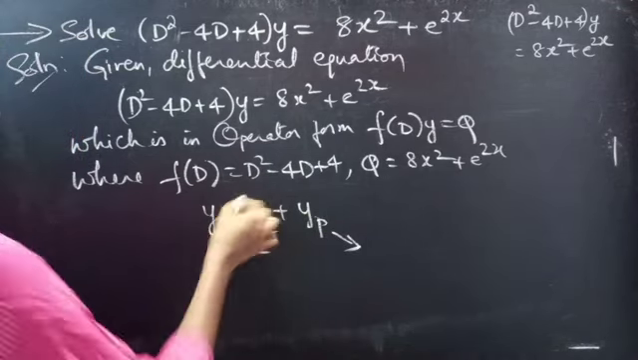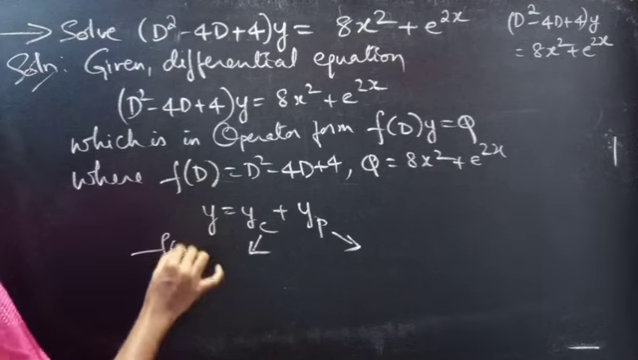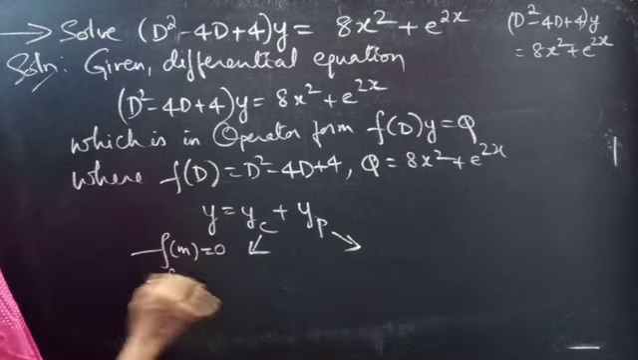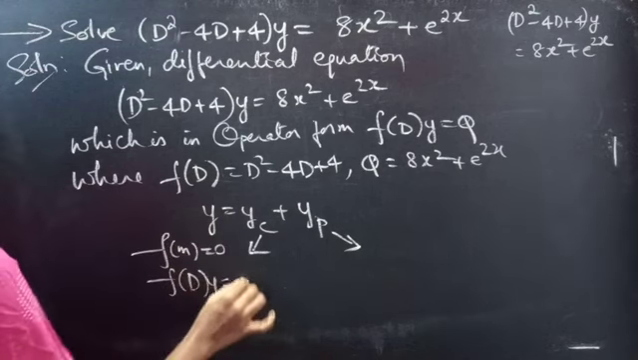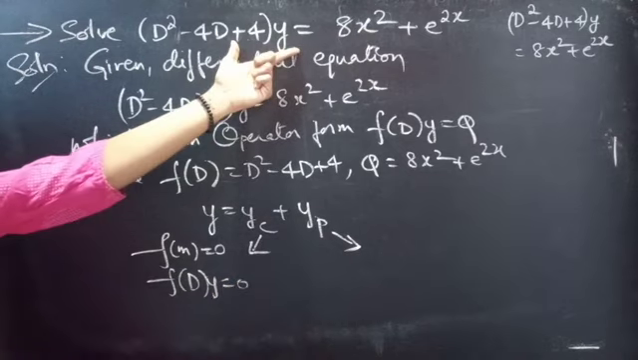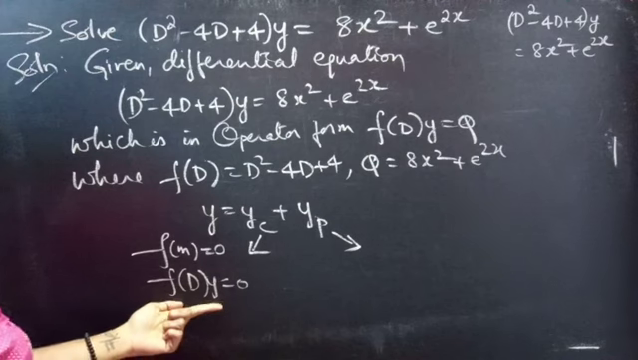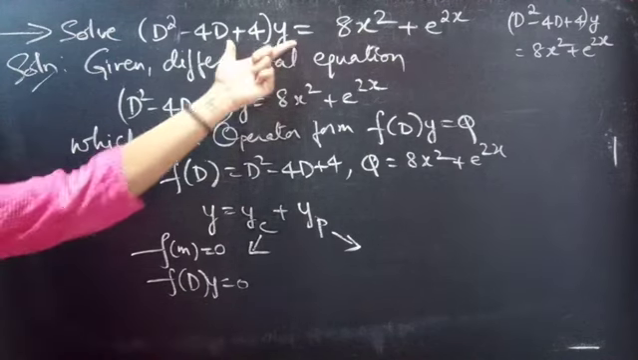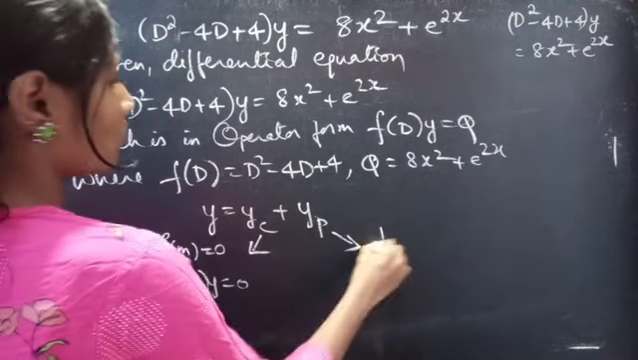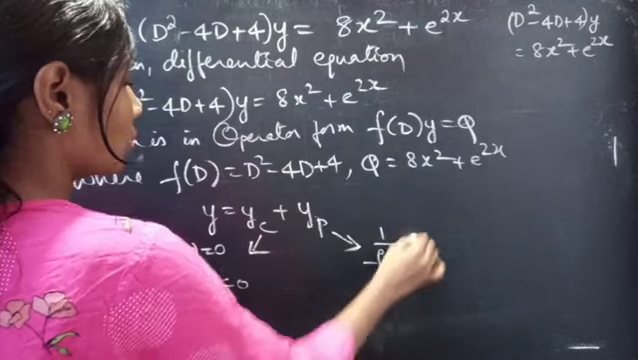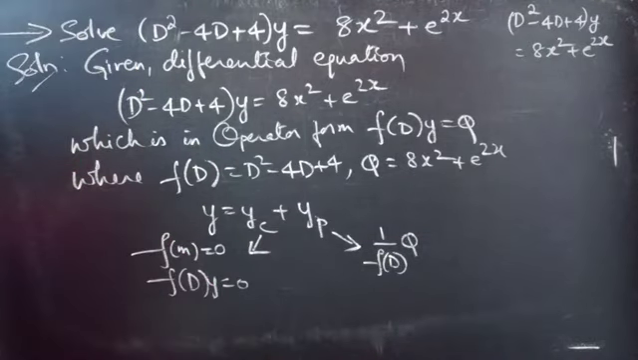We'll find the complementary function using the roots of the auxiliary equation of the homogeneous equation of the given non-homogeneous equation. By putting the RHS to 0, we'll get F of D into y equals 0, which is the homogeneous equation of the given non-homogeneous equation. And we'll find yp using 1 by F of D into Q. So now let's find yc. Firstly, we'll find yc and later we'll find yp.